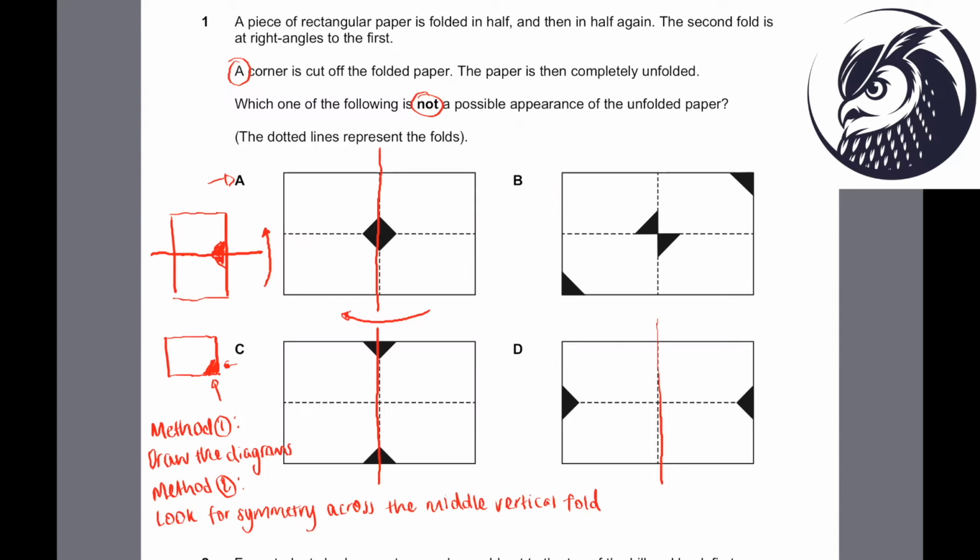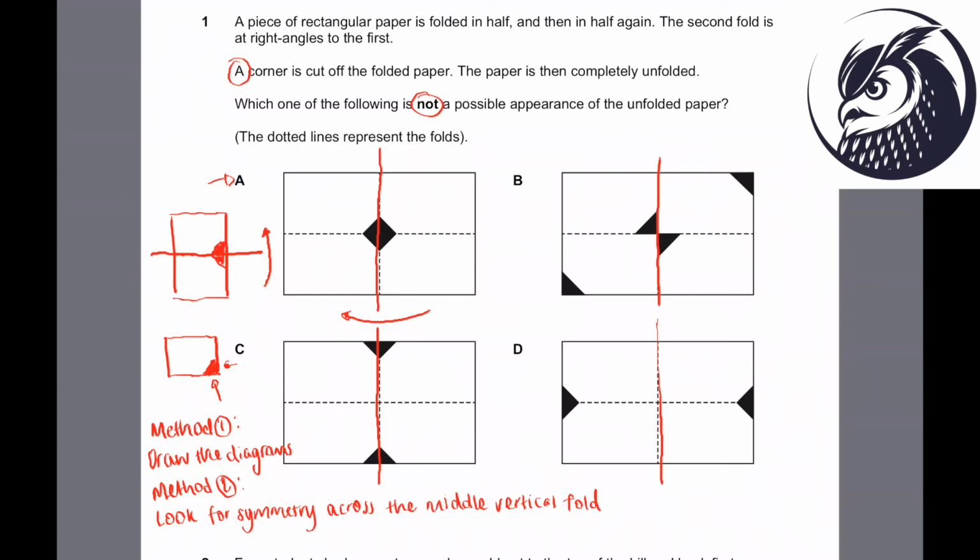And over here for option B as well. Now, what we should expect is if only a single corner is cut off the folded paper, when you actually unfold everything, it should look symmetrical across this middle vertical line, right? So now let's quickly eyeball all the options and see which one is actually symmetrical across this middle vertical line.